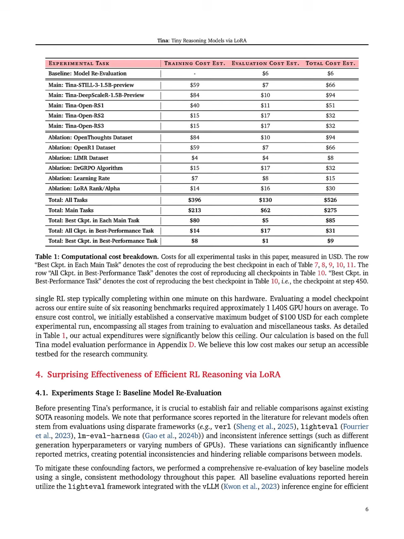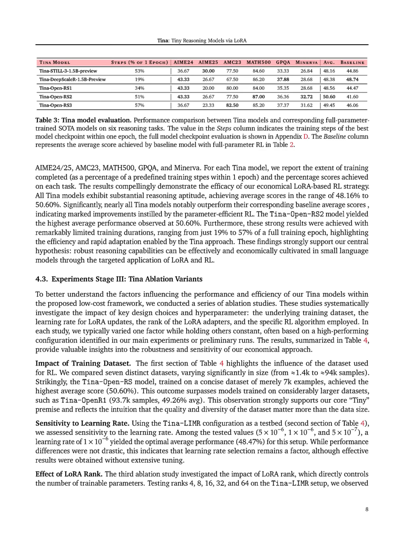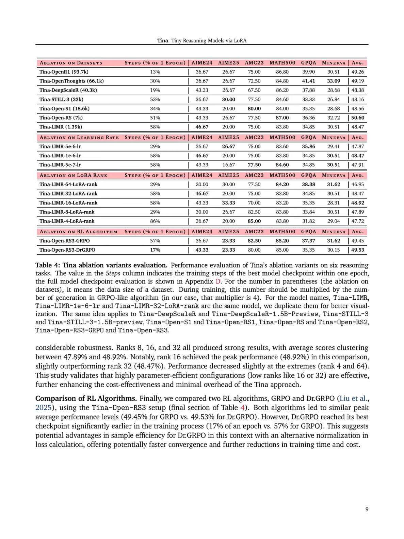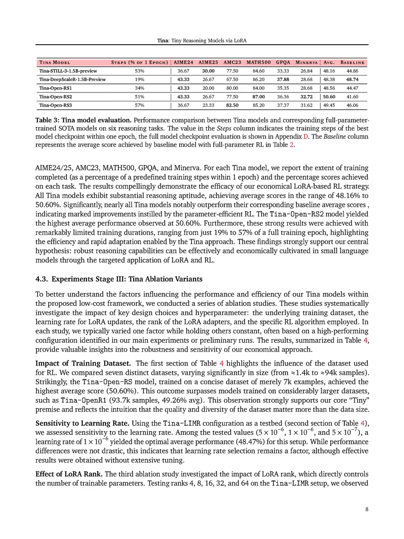The primary metric used for evaluation was the Pass@1 performance score, which reflects the model's ability to correctly solve problems on the first attempt. Additionally, the authors performed a comprehensive re-evaluation of key baseline models to establish reliable comparisons, ensuring that all scores were derived from a standardized set of inference parameters. The results indicated that the TINA models achieved average scores ranging from 48.16% to 50.60%, demonstrating significant improvements over baseline models, despite the resource constraints of using parameter-efficient tuning.